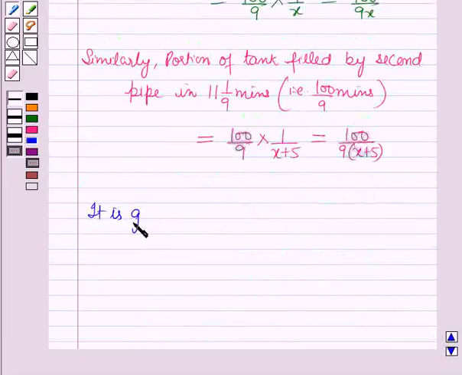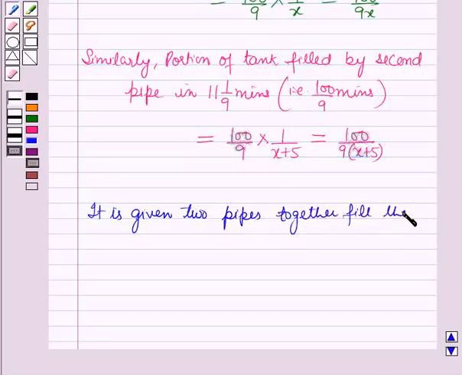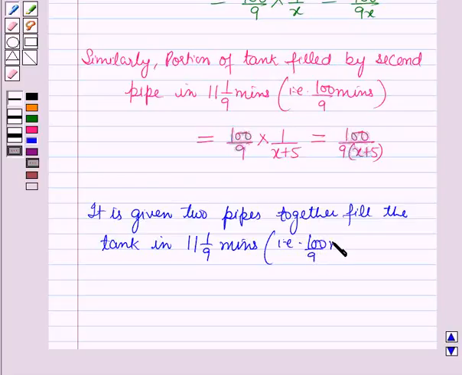Now it is given the two pipes together fill the tank in 11 and 1 by 9 minutes, that is 100 by 9 minutes. Therefore, 100 by 9x, that is the portion of the tank filled by the first pipe in 100 by 9 minutes, plus 100 by 9 into x plus 5 the whole, that is the portion of the tank filled by the second pipe in 100 by 9 minutes, is equal to 1.